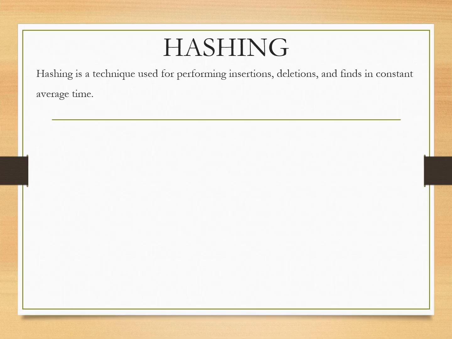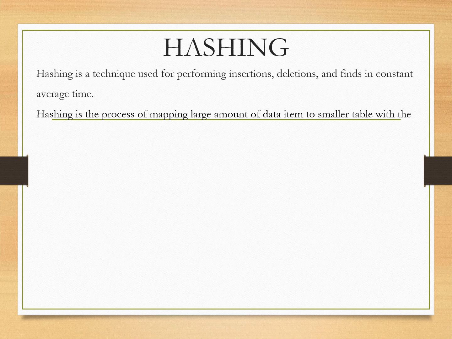So what is this hashing? Hashing is a technique used for performing various operations like insertion, deletion, and searching in constant average time. So all these operations will be performed in an average time. This is a process of mapping a large amount of data items into a smaller table. So that voluminous amount of data is going to be mapped to a smaller table, and that table is called your hash table.